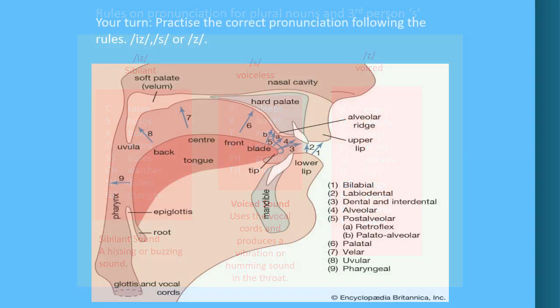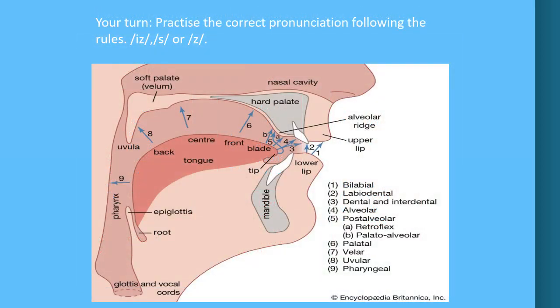So if we look at this diagram, here we've got all the different ways that we speak. Sometimes we speak with our lips, for example the P and B. Here we're bringing our lips together to make the sounds. Sometimes we're using our tongue, moving it in certain ways to make different sounds.